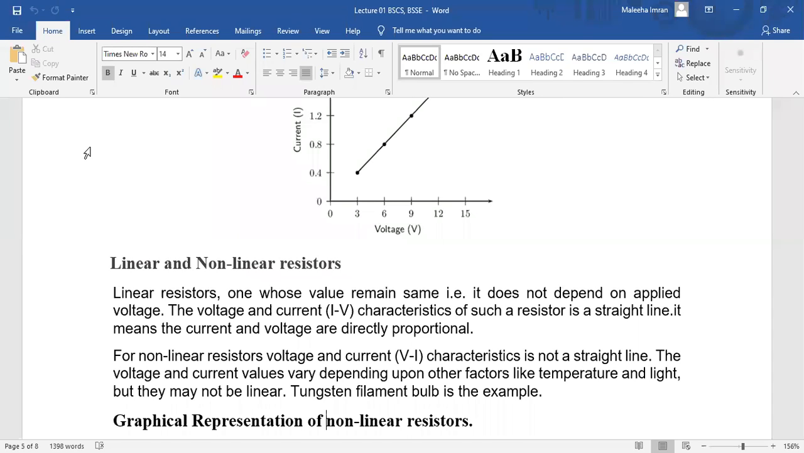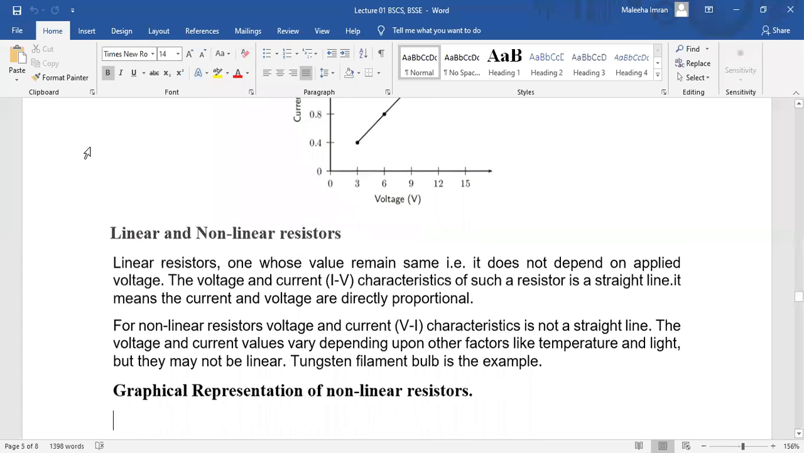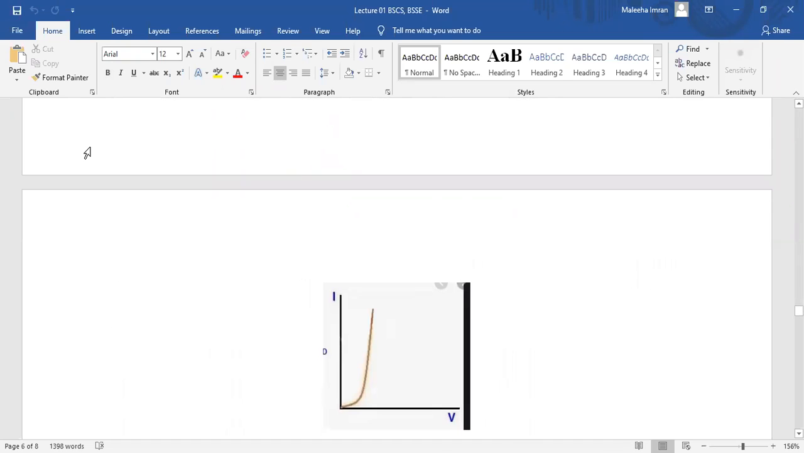So what will be the graphical relation between the current and voltage for the non-linear? The graphical relation will not be a straight line, it will be a graph like this. What is this graph? This graph actually represents the relation between current and voltage for semiconductor materials. In a semiconductor material, initially the graph will be a curve, whereas at some point the graph will be a straight line. It means there is direct variation.